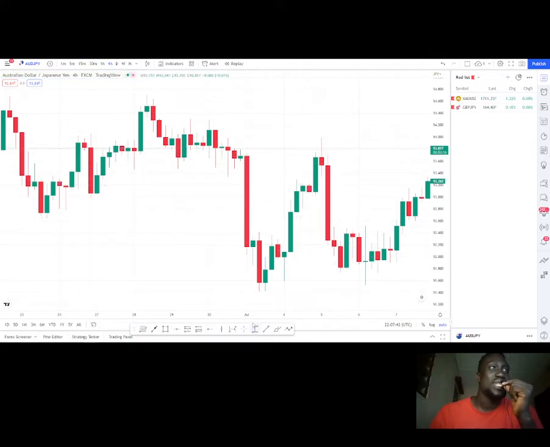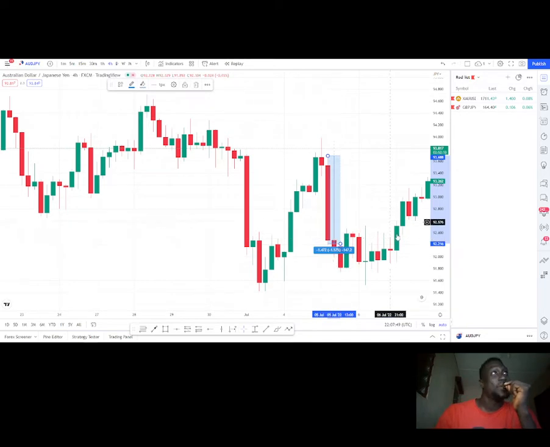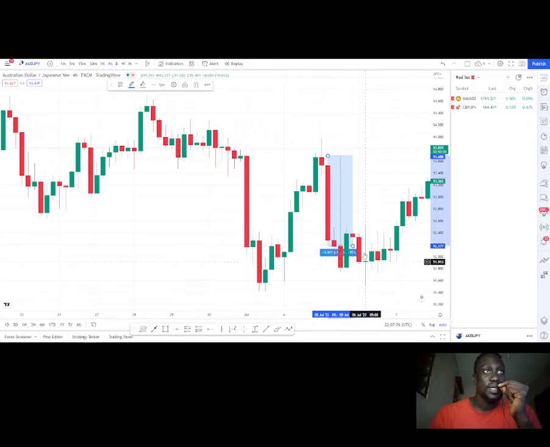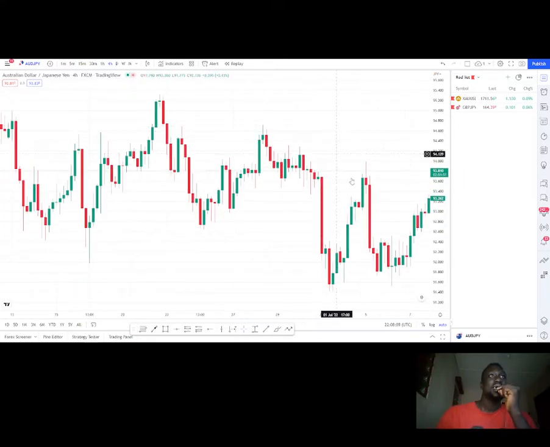If you check the number of pips, that is around 150 pips. If we take it from the high, from this point, that's almost 190 pips. So you can see this is one example. Let's check another example as well.